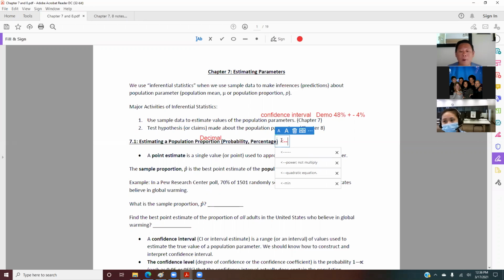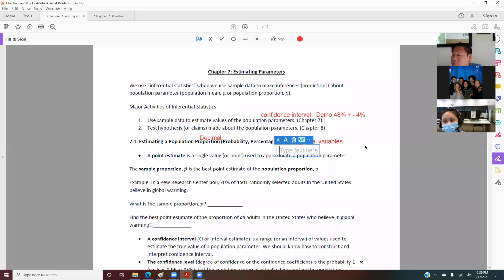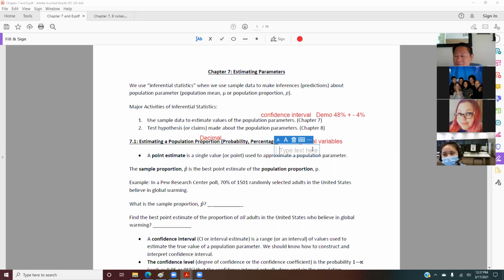Another thing about population proportion is that it is usually for categorical variables. Does anyone remember what categorical variables are? Can anyone give an example of a categorical variable? You guys here today? Slowly starting to come back, sorry. So does anyone know what categorical variables are?